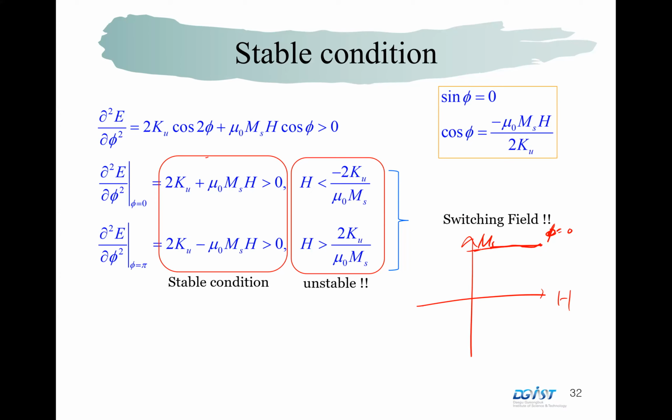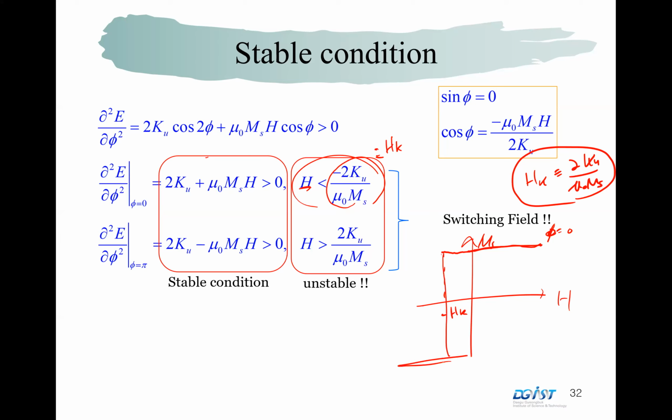They are stable, but when we reduce the field and change to the negative sign, and they satisfy a specific value, we call this HK. We are going to use this one many times. HK is defined by 2KU divided by mu0 Ms. Okay, we have a minus HK. Then this is no more stable. So they look for a more stable point, and the more stable point corresponds to the reverse direction. So they switch at this point, minus HK.